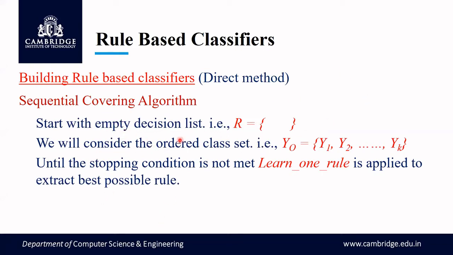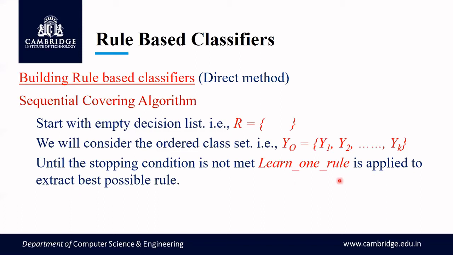First, we'll start with the empty decision list. Then you also will have an ordered class list. You are going to apply a learn one rule. What is this learn one rule? I will tell. So you are going to apply this learn one rule repeatedly until the stopping condition is met. What is the stopping condition? It depends, and that also I'll let you know when I take the example.